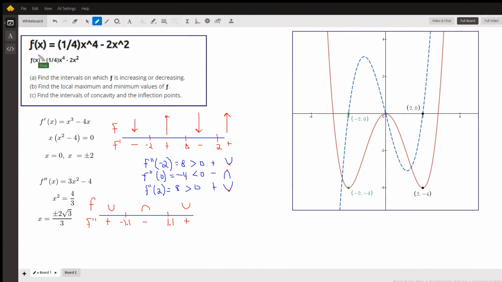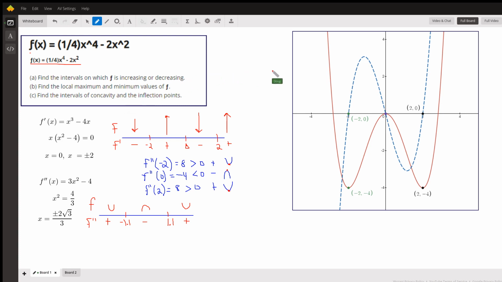Okay, you're given this function right here and asked to find the intervals on which that function is increasing or decreasing, find the local maximum and minimum values of f, and find the intervals of concavity and inflection points.